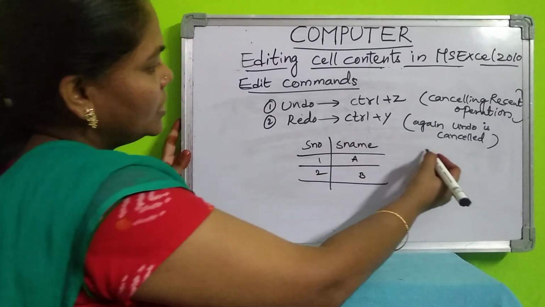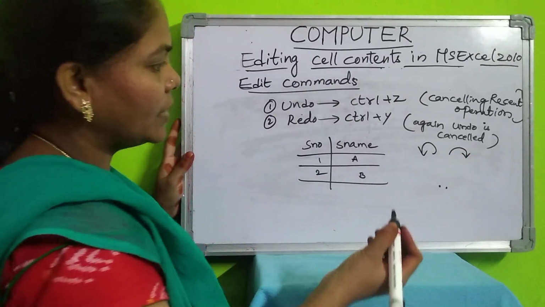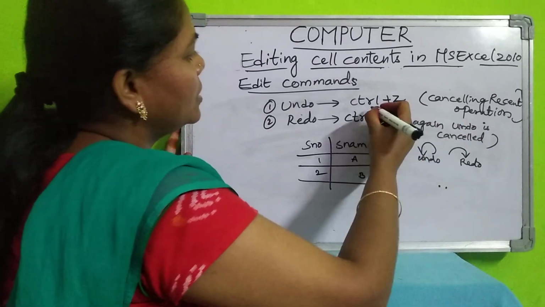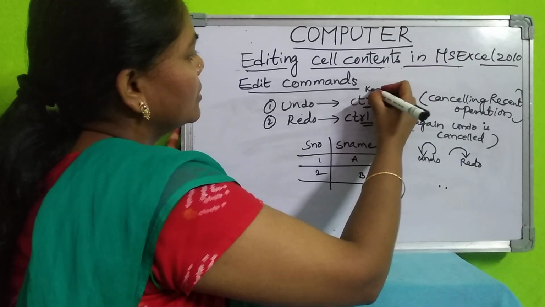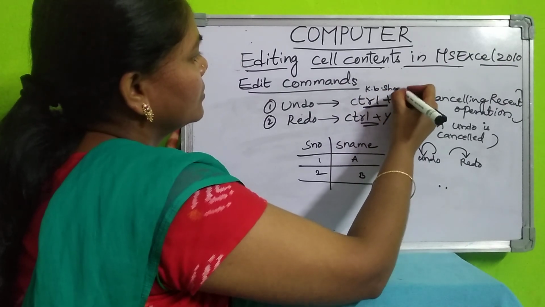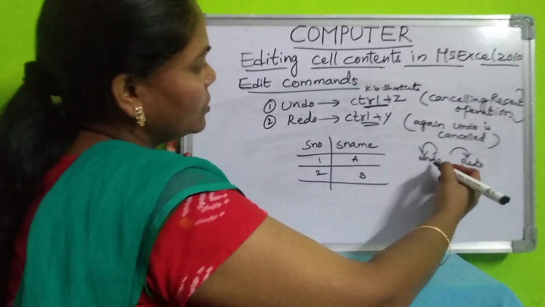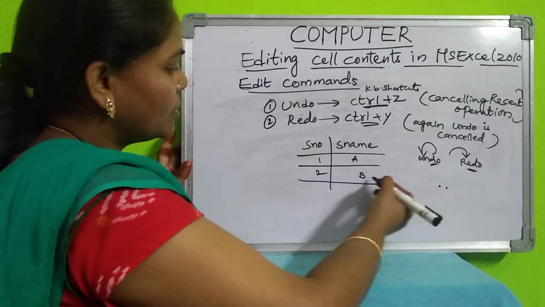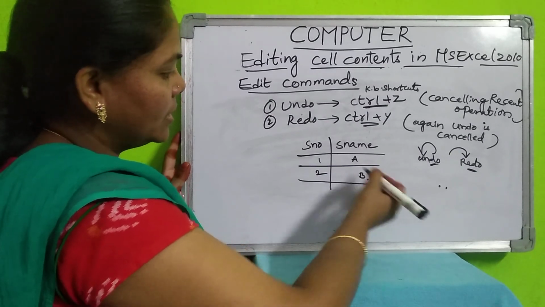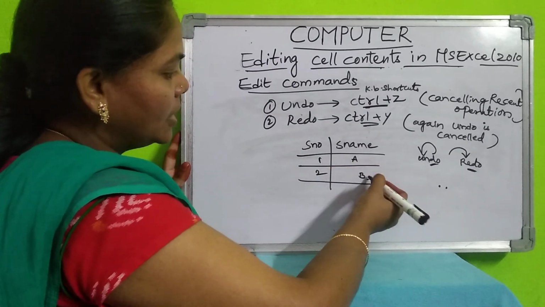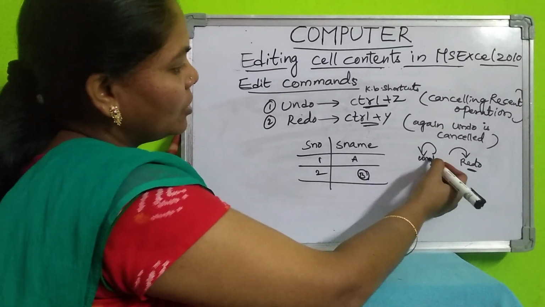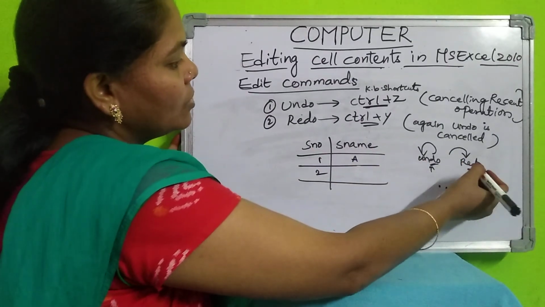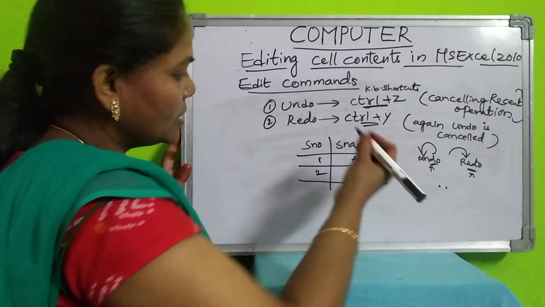You can use these 2 buttons on the quick access toolbar, one for undo and one for redo. You can use the keyboard shortcuts, or you can use these 2 buttons for undo and redo operations. Suppose the last one I wrote here was B. If you click on undo, this B will be erased. Again if you click on redo, this B is displayed again.